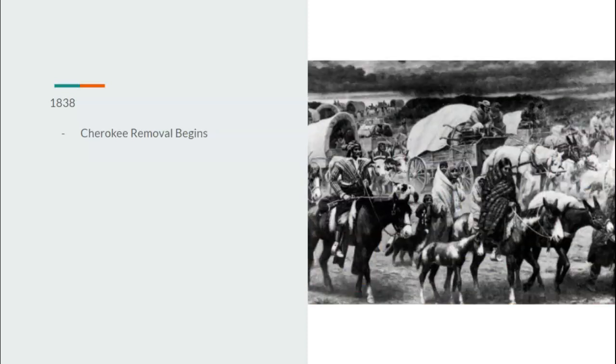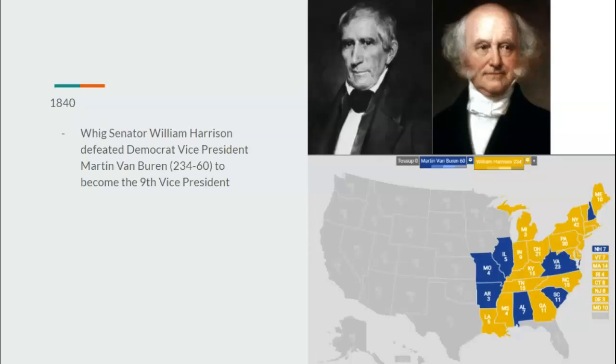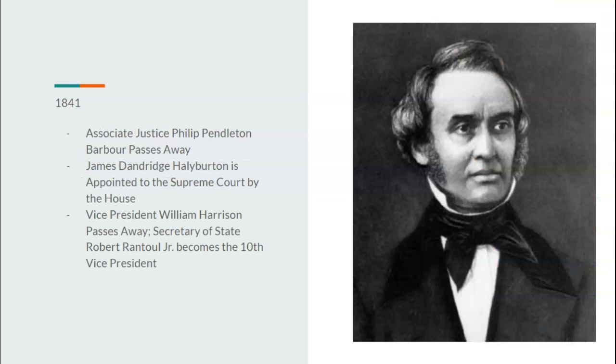1838, the Cherokee removal begins, as we've stated in the beginning of this video. 1839, there's nothing too noteworthy to mention. 1840, a rematch from 4 years prior, Whig Senator William Harrison would defeat Democrat Vice President Martin Van Buren, 234 to 60 to become the 9th Vice President. 1841, Associate Justice Philip Pendleton Barber would pass away, and James Dandridge Halliburton would be appointed to the Supreme Court by the House of Representatives. Vice President William Harrison passes away, meaning Secretary of State Robert Rental Jr. would become the 10th Vice President.